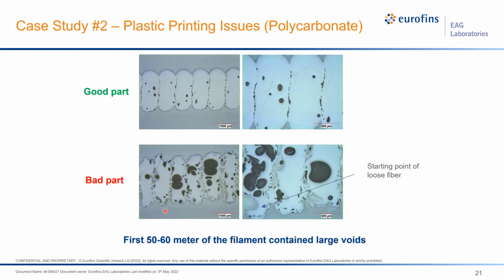And again, when we went to examine the filament at a microscopic level, we realized that the first 50 to 60 meters of the filament was no good. And that happens a lot. That the beginning of that filament is not a very good material and will do a poor print. But you can see again with these large voids that are present in the bad part, and much smaller voids are in the good part.